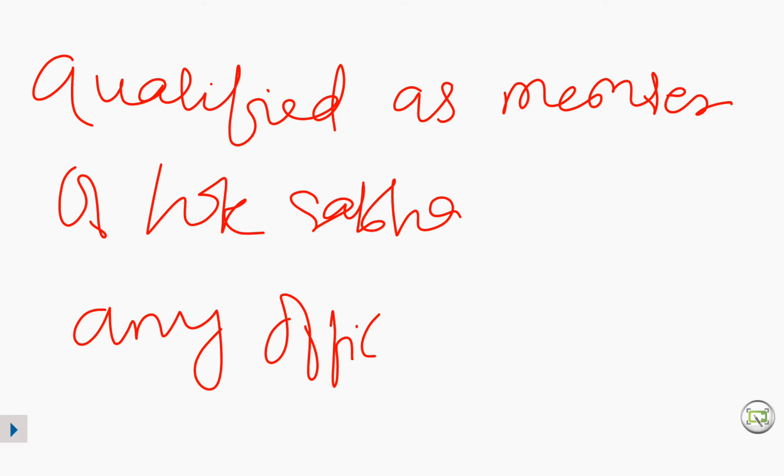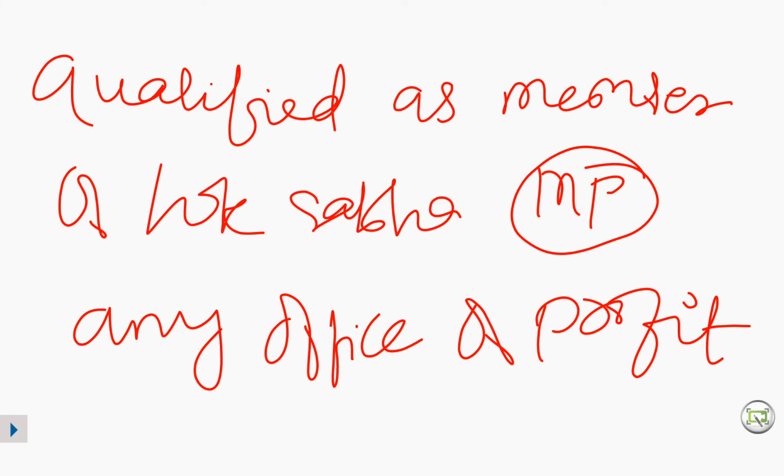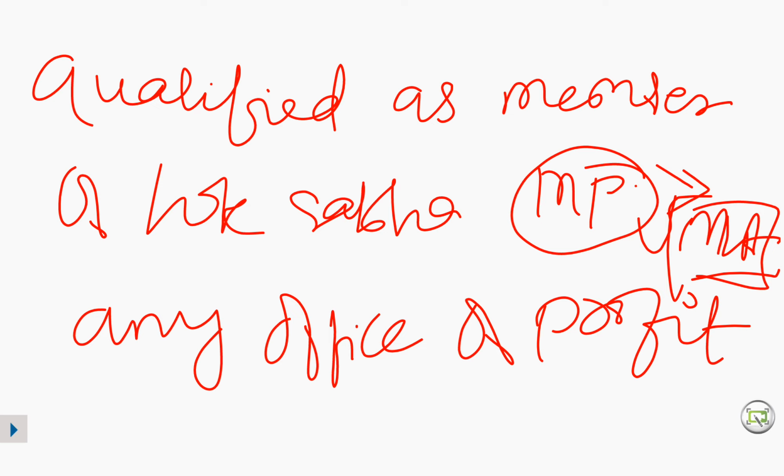Any office of profit. What is the meaning of any office of profit? It means that a person, for example, is an MP, and he is also standing for MLA. This is just an example: you should not hold two posts under the government.